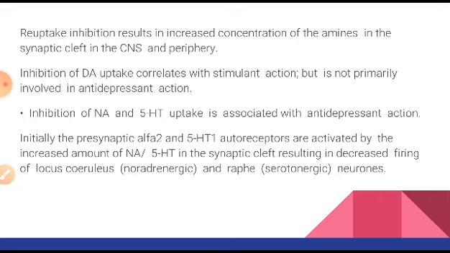Okay. Initially, the presynaptic alpha-2 and 5-HT1 autoreceptors are activated by the increased amount of noradrenaline and 5-HT in the synaptic cleft, resulting in decreased firing of locus coeruleus noradrenergic and raphe serotonergic neurons.